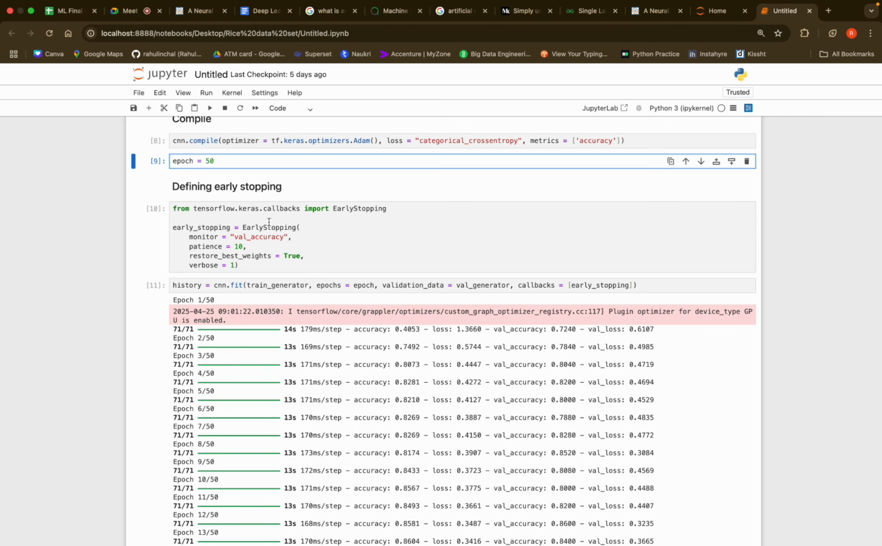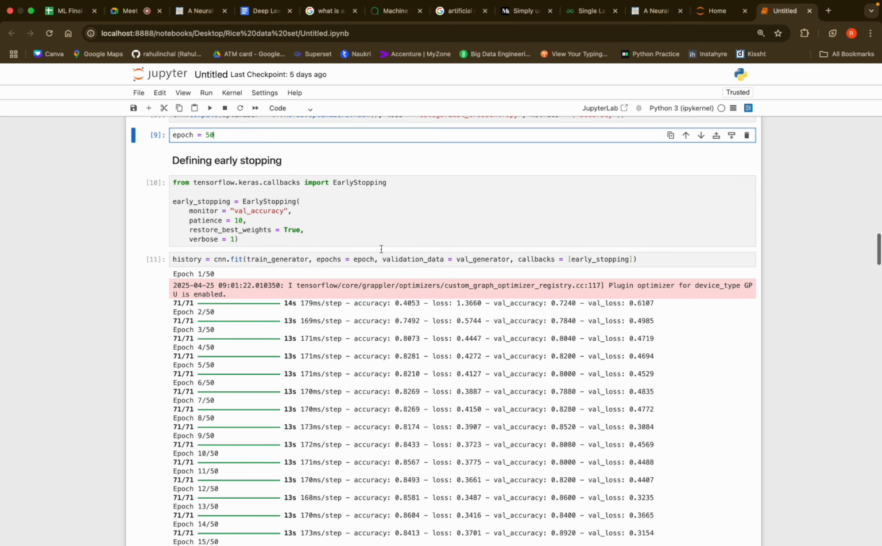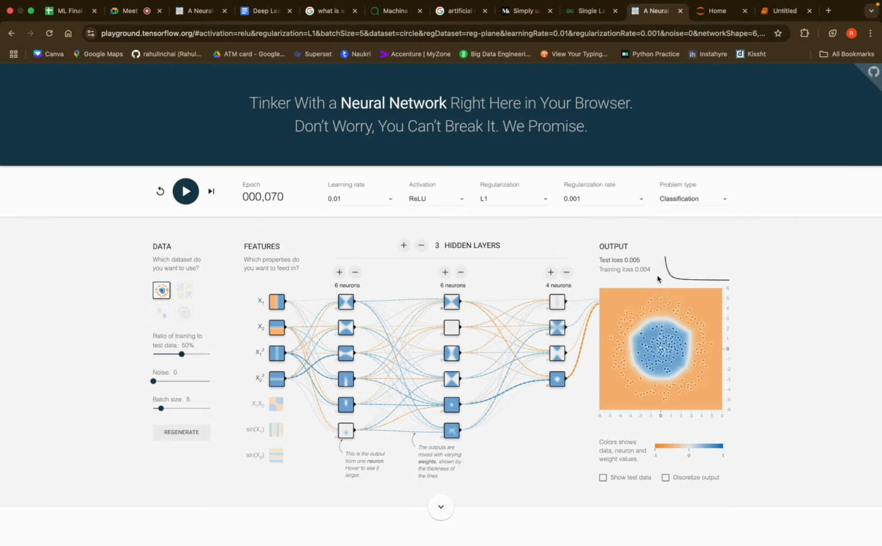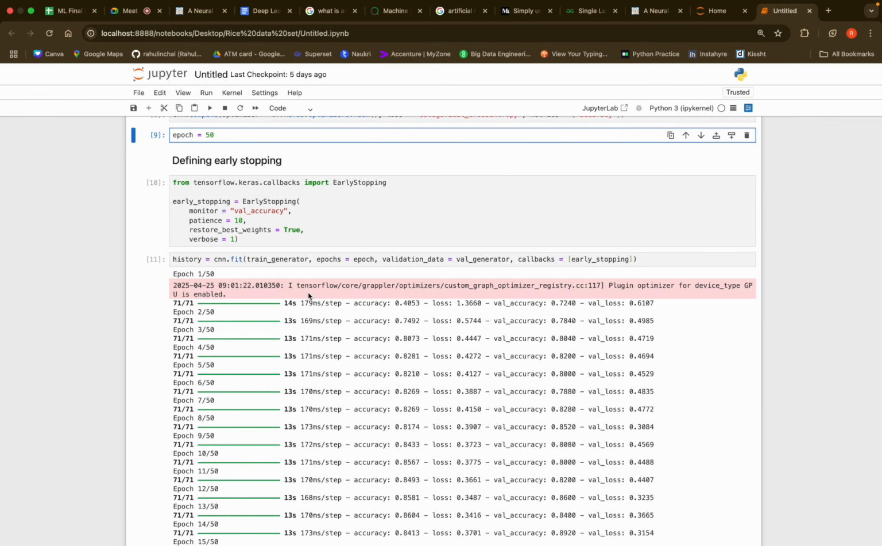So what will happen? Early stopping, monitor. I am monitoring validation accuracy in here. If you see, I gave you the example of test loss and training loss. Both are the same, right? But if you change something, you will see two different graphs. Here you are seeing training or test loss, but here I am giving validation accuracy. I want to see validation accuracy.